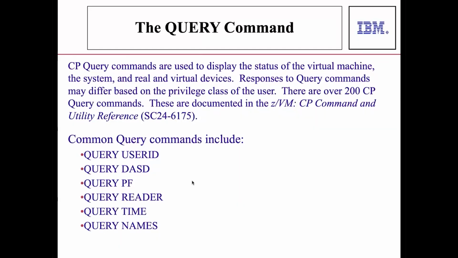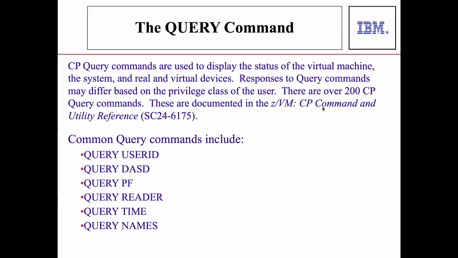So the most basic CP command is the query command. It's just a query. It looks at information. It doesn't change anything. As you can see, it shows the status of the virtual machine, the system, real and virtual devices, all kinds of things on the system. And this is, like I said, one that may vary based on your privilege class. And there are a whole lot of these. They add them for various reasons, because typically when you change things, you want to be able to see what the current state of things are.